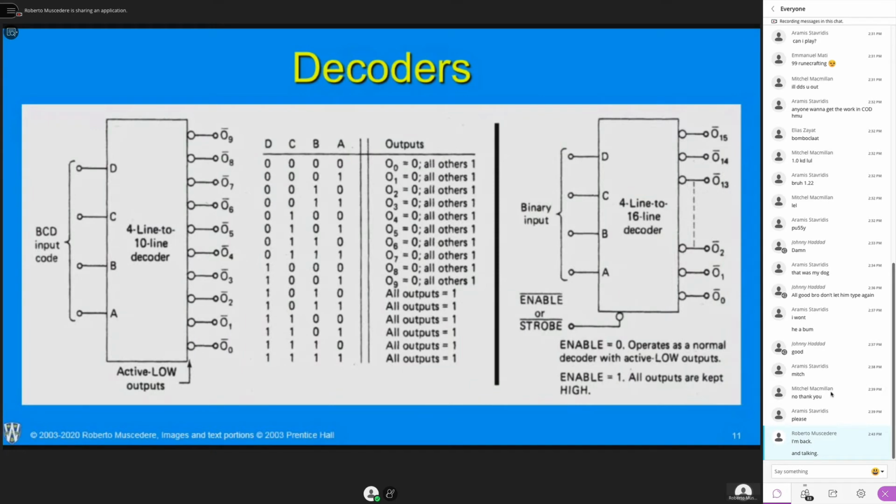All right, okay, so I was just talking about decoders. So again, we use decoders quite often in this particular design, CPUs anyway, and systems that support them.